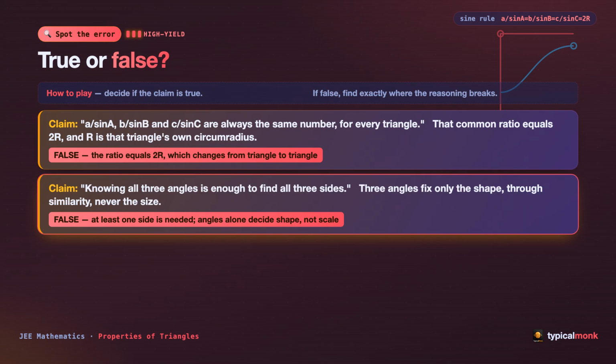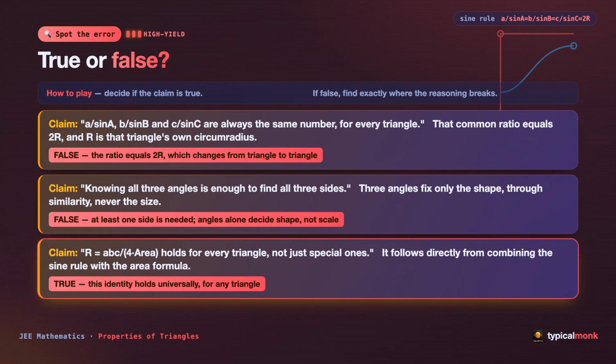Second claim, knowing all three angles of a triangle is enough to find all three sides. Think carefully. 3 angles fix only the shape of the triangle through similarity, but say nothing about its size. So this is false. At least one side must be known. Angles alone decide the shape, never the scale. Third claim, R equals abc divided by 4 times the area, and this holds for every triangle, not just special ones. Check the derivation. It follows directly from combining the sine rule with the area formula for any triangle at all. This one is true. The identity holds universally, with no exceptions.